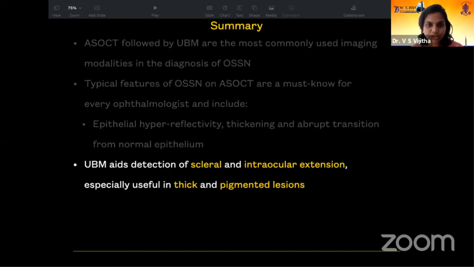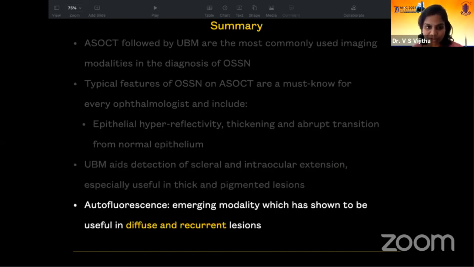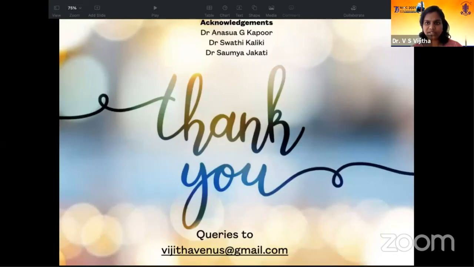UBM aids in the detection of invasive disease when it extends to the sclera or intraocularly. Autofluorescence is an emerging modality which is useful in diffuse and recurrent lesions. Thank you for your patience.